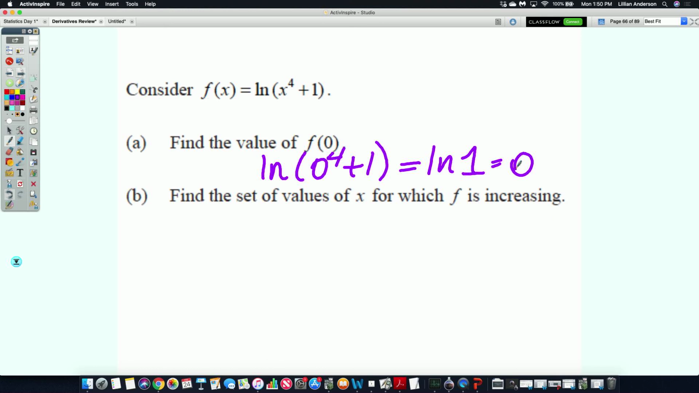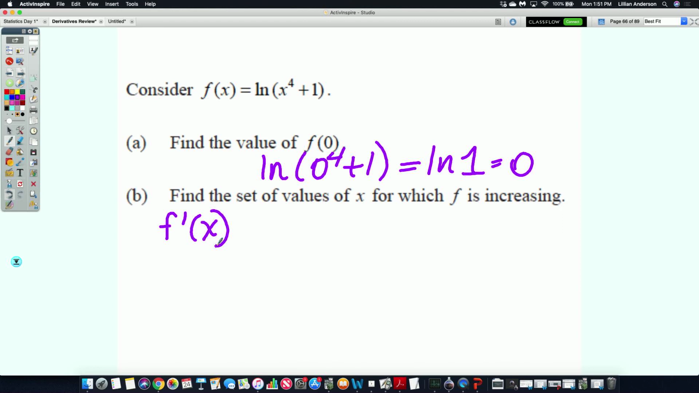Then it says find the set of values of x for which f is increasing. That means I need to find the derivative. Okay? I need to set it equal to 0, so then that way I can find where it's neither increasing or decreasing, and then we make our number line.